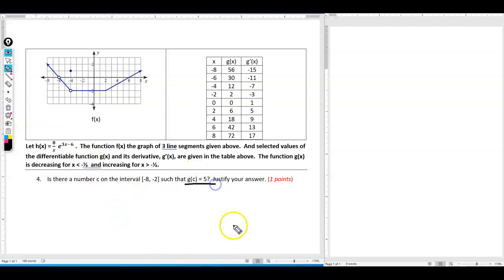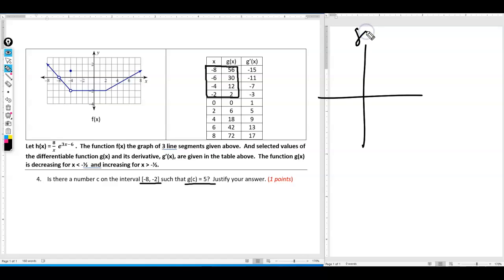Now, first of all, let's take a look at the fact that we're looking at g and we're going from -8 to -2. So I'm going from -8 to -2 and I'm looking at the g function. Now, you don't have to graph this, but I'm just going to do this to help the problem make some more sense. So basically, here's what we're looking at. We're looking at a function of g, and we're going from -8, which I'll put here, and we're landing at -2 here.